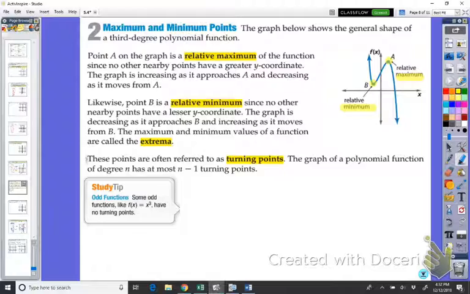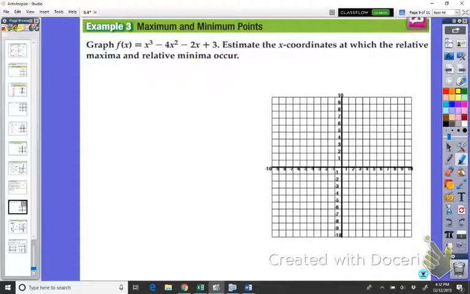So let's look at an example. So this is an odd function, and it's positive, which means it's going to go up and down in quadrants 1 and 3. I need to estimate the x-coordinates where I have a max and a min happening. So you could type that in your y equals again, get a table of values, and graph it. So you're going to see this.